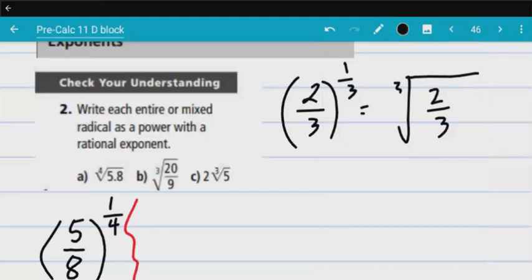Here, 20 over 9 is your base. Your index is 3, so that becomes the denominator of the exponent, and the numerator is 1.